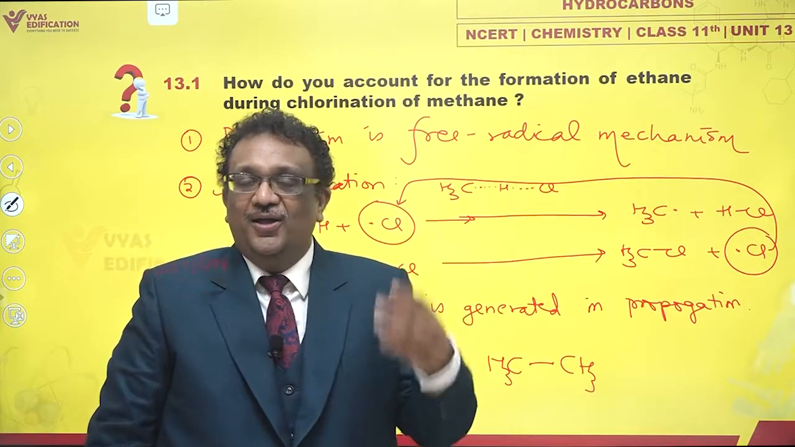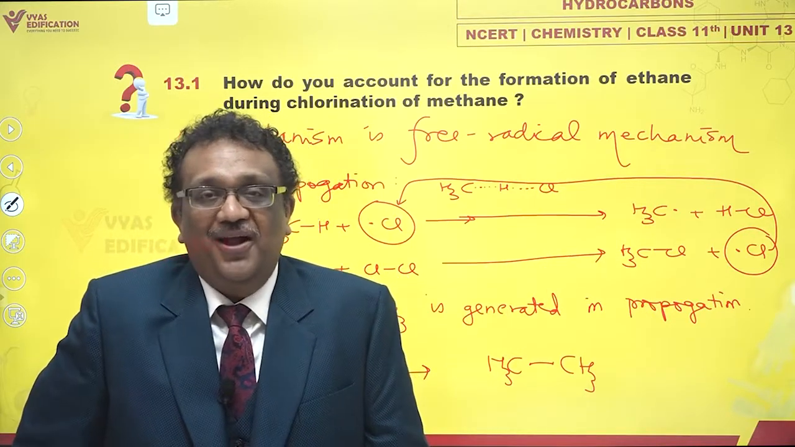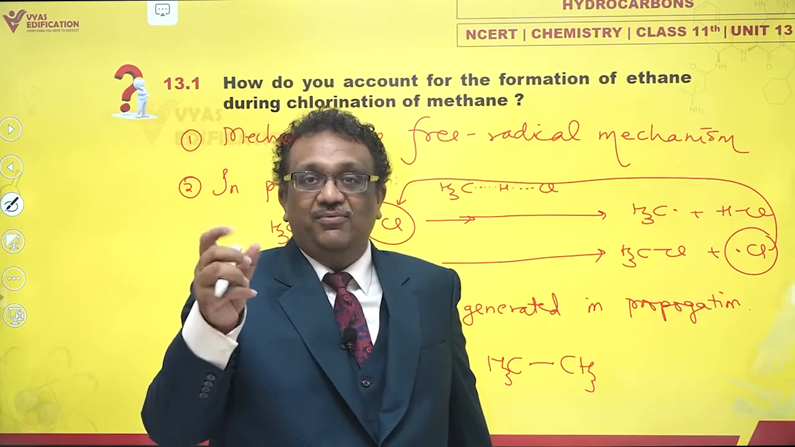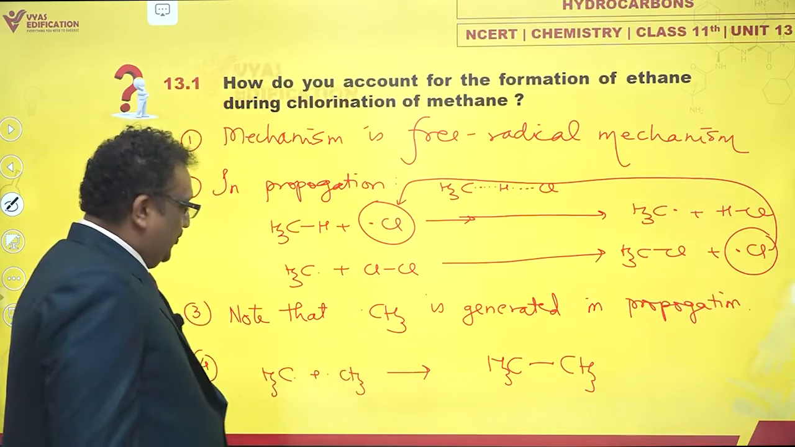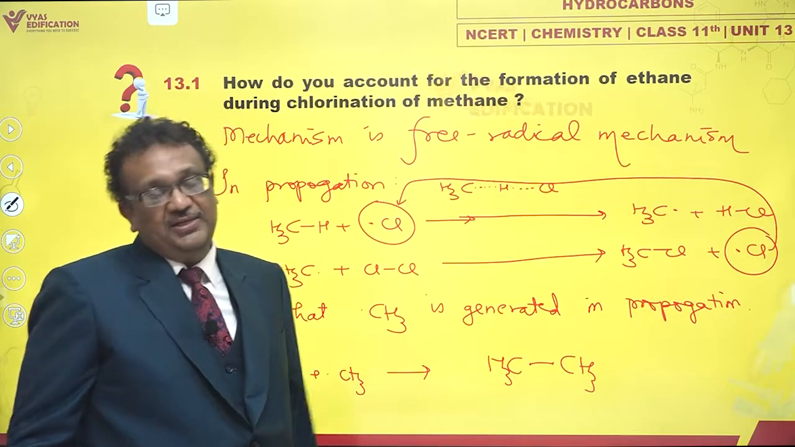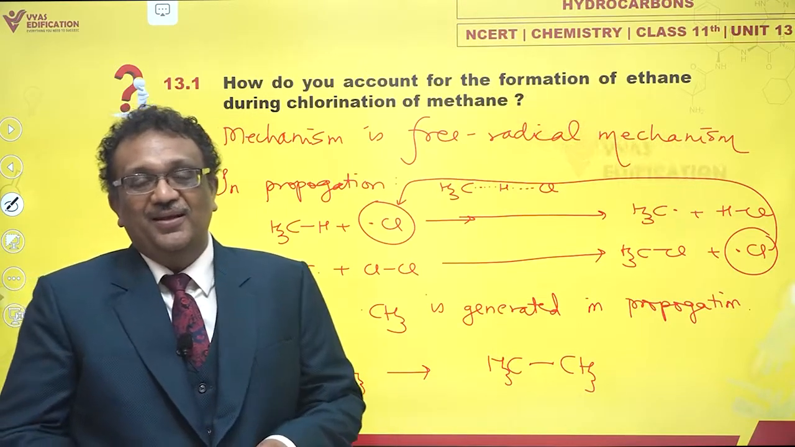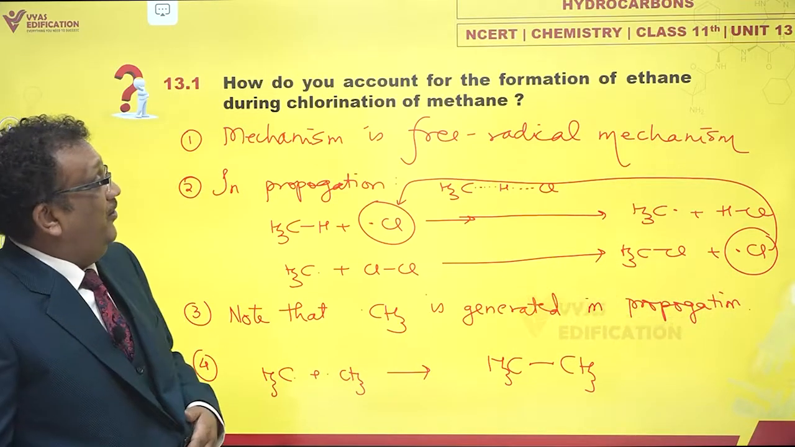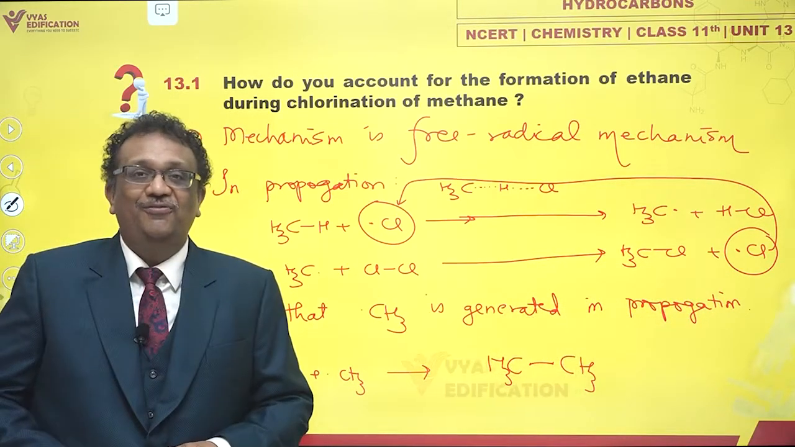And this is how ethane is generated during free radical halogenation or chlorination of methane. By termination involving only methyl radicals, this is what we get. And that is, my dears, the answer to our question. This is the mechanism of formation of ethane during chlorination of methane.